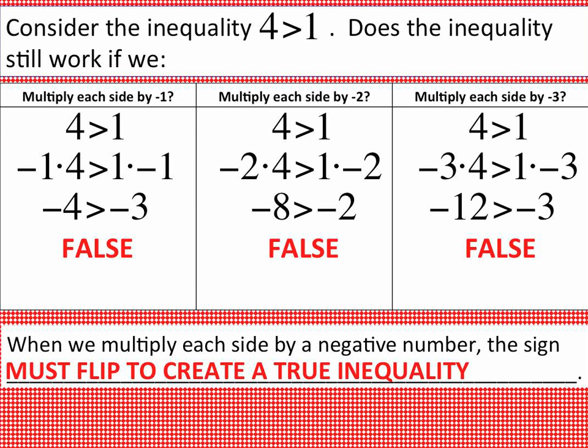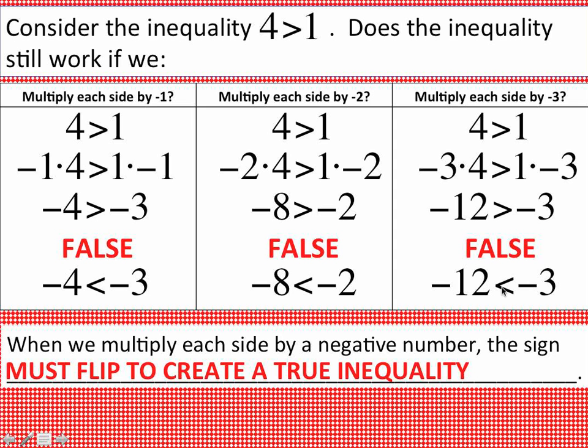When you multiply or divide by a negative, you have to flip the sign. So what does that mean? Well, once I multiply by a negative here, I'm going to turn this sign around from greater than to less than, like negative 4 is less than negative 3. Now I've created a true statement. When I multiplied by negative 2 here, I need to flip that sign around. So it would become negative 8 is less than negative 2. So anytime I multiply or divide by a negative, I have to remember to flip the sign.